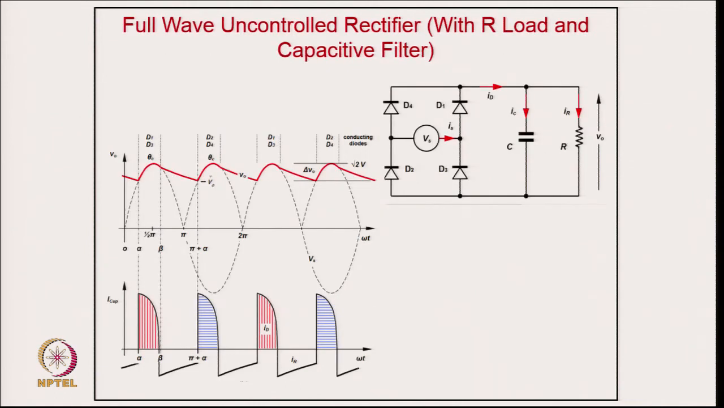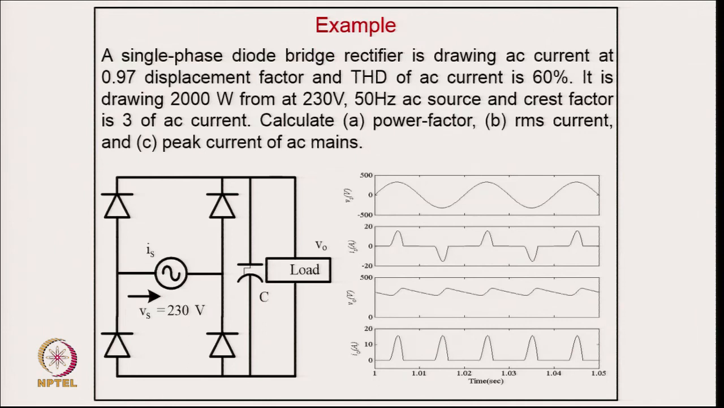And the typical example, that was a highly inductive load. If you have a capacitive filter in the load, you will draw just peaky current in the positive half cycle and negative half cycle in this manner. The current will be drawn only when your supply voltage goes higher than the capacitor voltage, which is virtually the load voltage also. The typical example corresponding to this is a single phase diode rectifier with displacement factor 0.97 and THD of 60%, drawing 2000 watt from a 220 volt 50 hertz AC source, and the crest factor is 3 for the AC current. Calculate the power factor, RMS current and peak current of the AC mains.